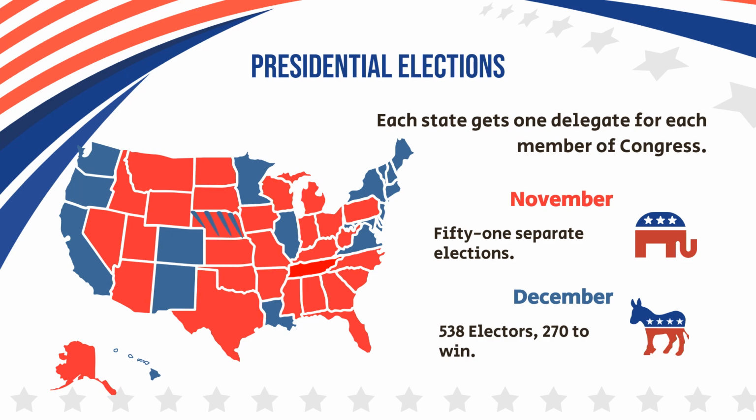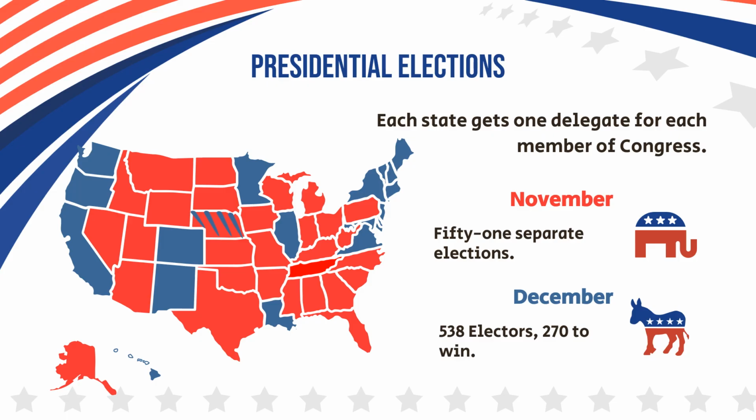And at the end of that state's popular vote, the party of the candidate who got the most votes in the state as a whole will pick that state's electors. And the number of electors depends on the number of representatives and senators that state has in the United States Congress. Now, at the end of this process, we know who our 538 electors are.